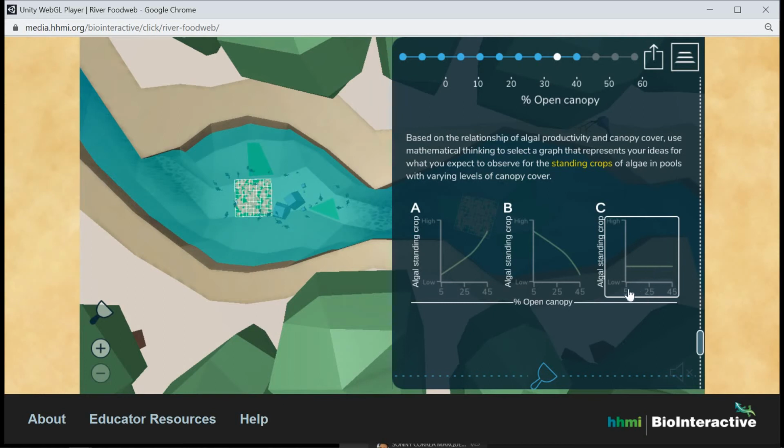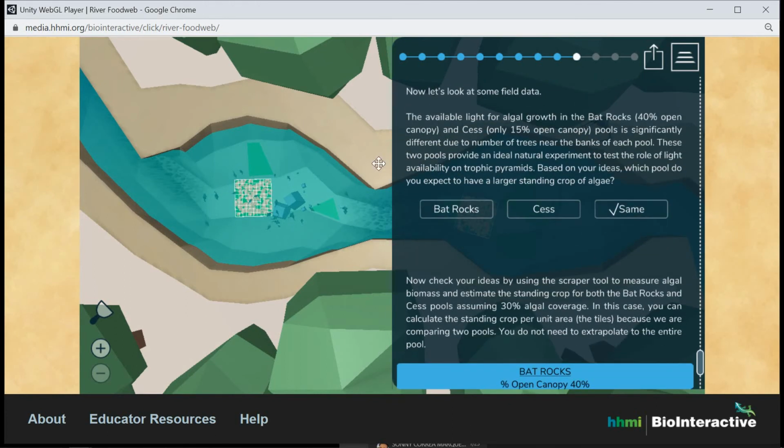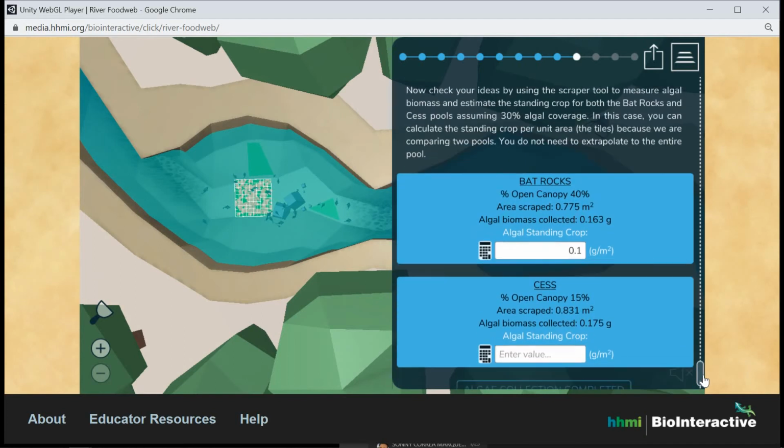Is it the same whether or not there's a small amount of sun or a lot of sun? I just randomly guessed C. That has nothing to do with whether C is right or not. Is there less algae the more sunlight there is, or is there more algae the more sunlight there is? So you're going to make your guess for those. And then you're going to, again, make your prediction of which pool you think is going to have more algae than the other. Again, my guess is just random, just to demonstrate.